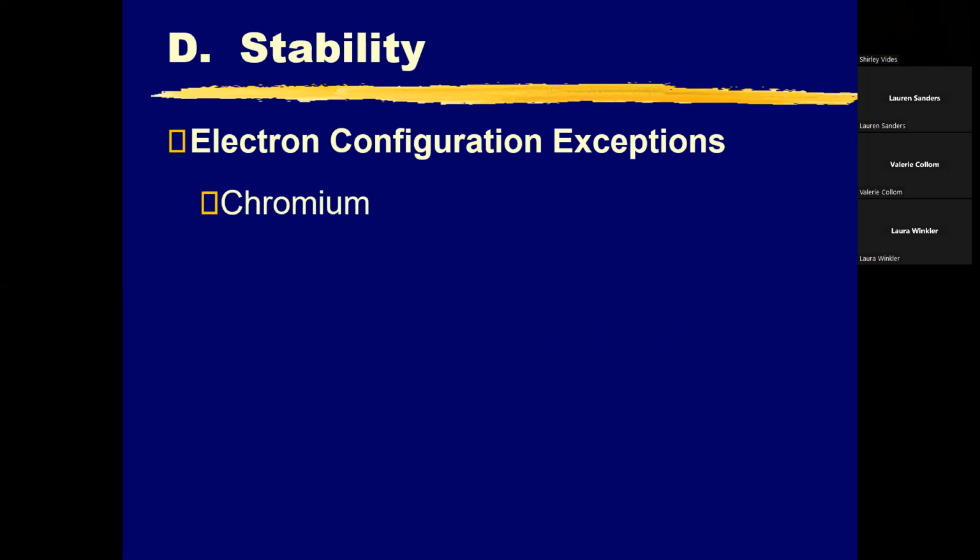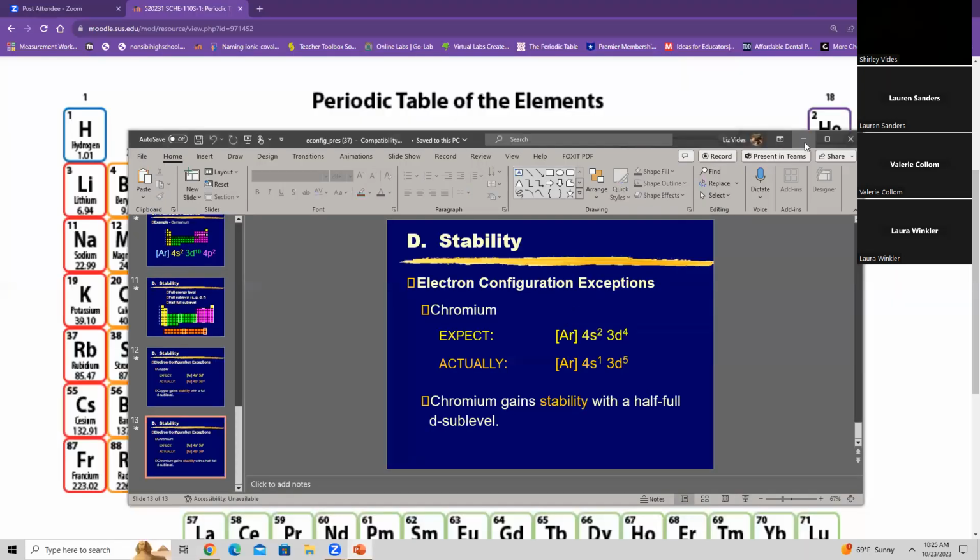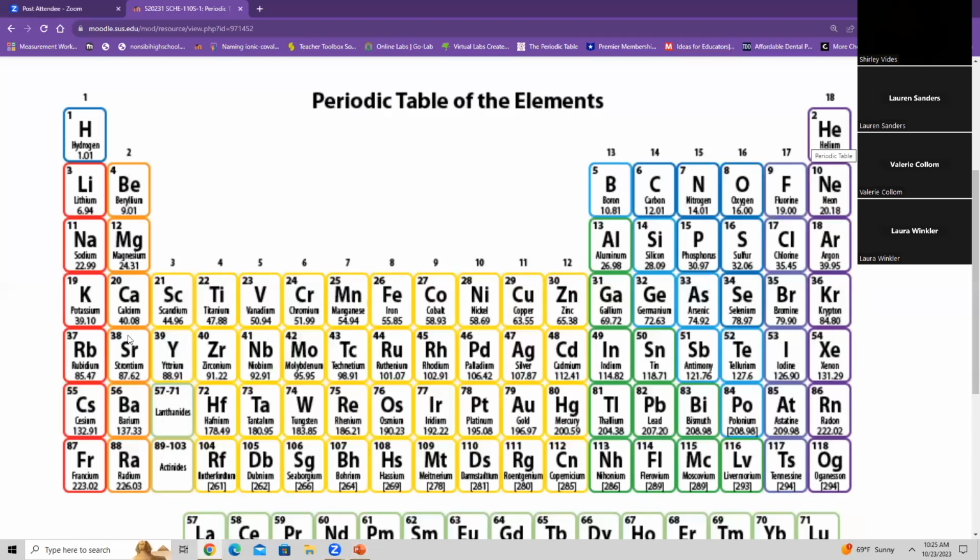Okay, all right. So chromium is another exception. Let's go back to the periodic table and look at that one. Chromium happens to be on the same row, but it's right here. So chromium, again, we do the same.